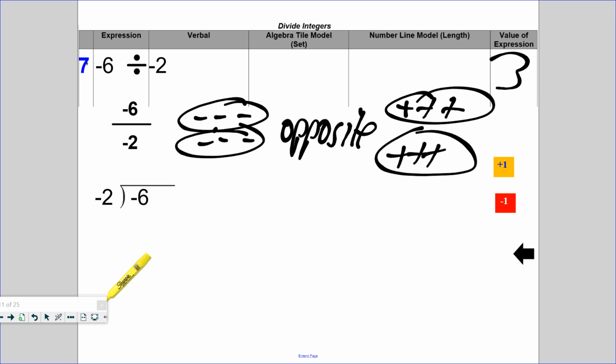Opposite 3. However, if you do not want to do a drawing method, let's look at it this way. What's 6 divided by 2? 3. What's the opposite of a negative? Positive. So opposite of a negative is positive.